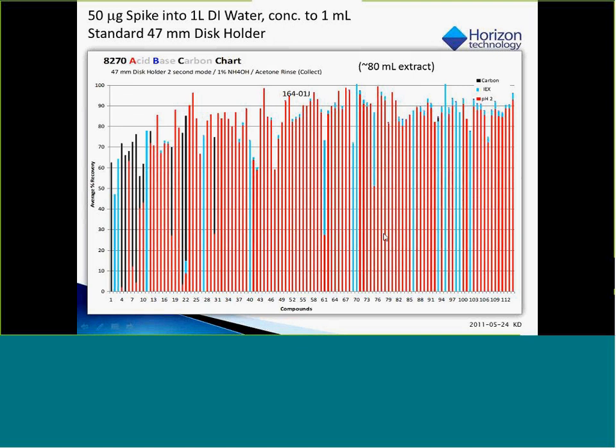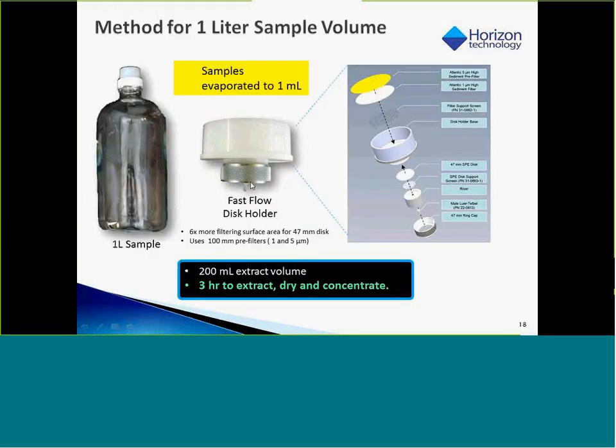So this is important for 625 as well, because it's a large suite of analytes, and some of the compounds have different properties, and they're accommodated with this system.